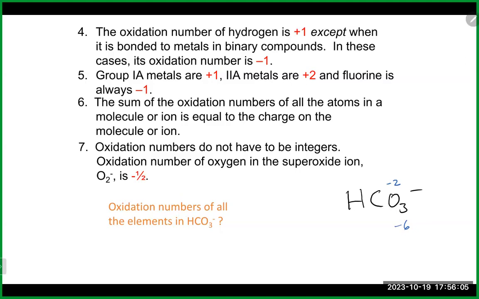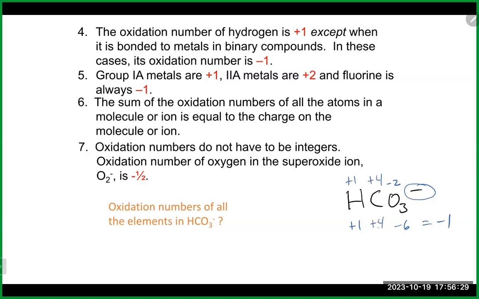And that means if I go to the left there, that's going to be +1 for the hydrogen. The overall charge of this bicarbonate is -1, which means all of those need to add up to -1. So that means that the oxidation state here of carbon should be +4, I believe.